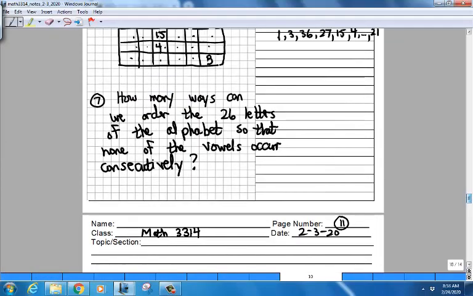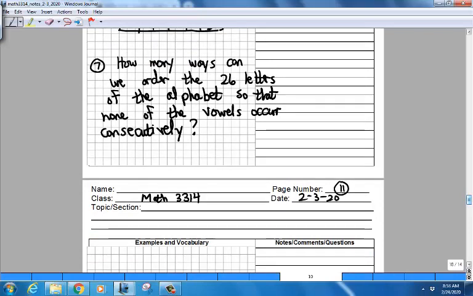This is another example from the notes. This is a problem that's actually in the book. So I don't know what page it's on, but you can find this example in chapter 2. So it says, suppose you're going to order the 26 letters in the alphabet. So you're going to build a word out of the 26 letters in the alphabet. That implies no repetition, though, because you're ordering the 26 letters that are in the alphabet to build the word. But you want to do that in such a way that none of the vowels, A, E, I, or U, will occur consecutively, correct?